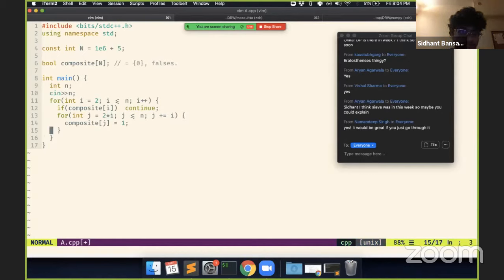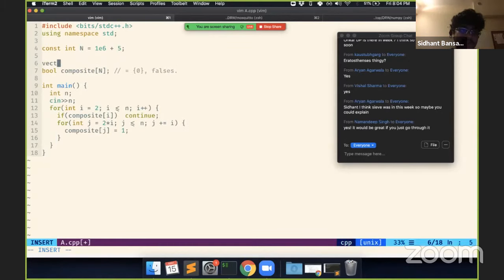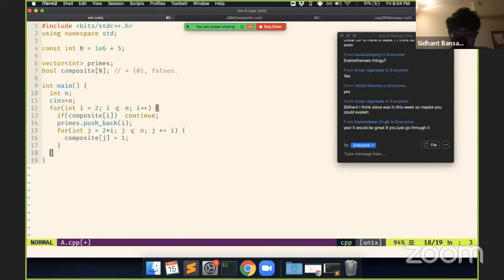Let's put in some more things. I'll first write the broad code. So this is more or less the entire code of the normal sieve at least. We'll come to the factorization part later, but that's the default code. How the code works: think of the composite array. This is the important array. The vector primes is not really that important.